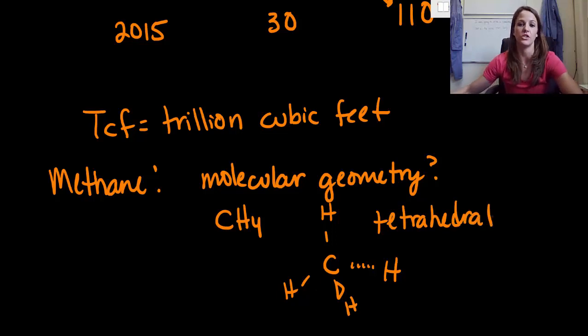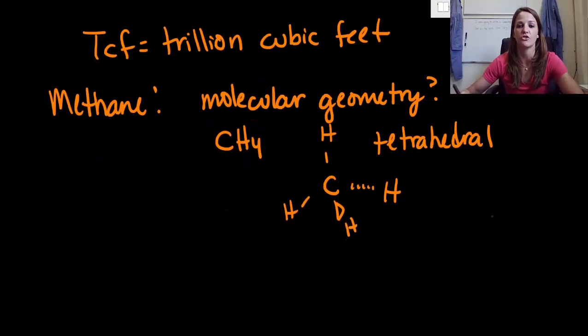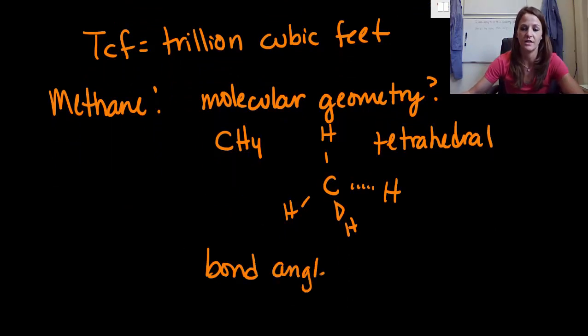Yes, you should have known this by this point. You absolutely need to know geometry. So methane is definitely tetrahedral. Now, let's see what else we remember. What are the bond angles? Go. All right, did you get an answer?